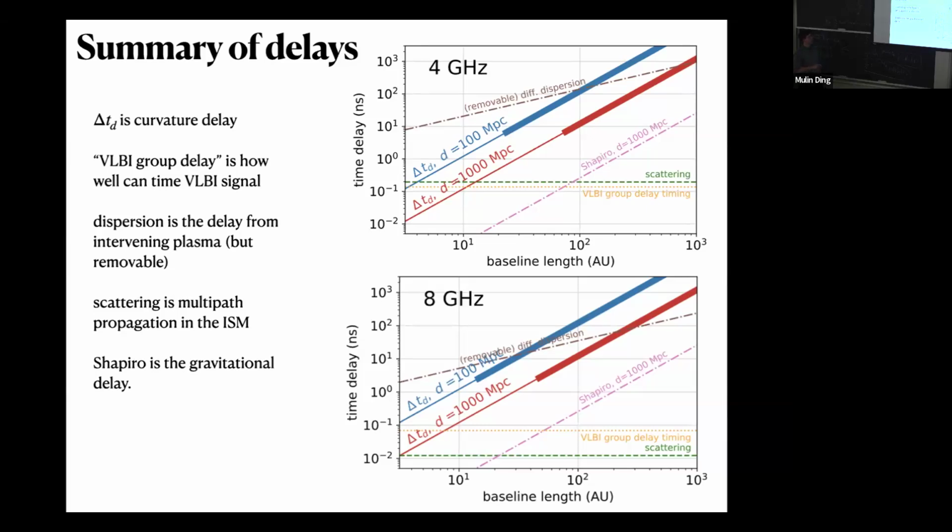Okay, so this is the curvature if an FRB is at 100 megaparsecs, and this is if it's at 1,000 megaparsecs. This is the dispersion that's removable with 2 frequencies, or a wide bandwidth. Here I'm showing things at 4 gigahertz, and at 4 gigahertz one of the dominant sources of noise is still the scattering noise. This is the VLBI group delay, and the gravitational time delays. At 8 gigahertz, everything is smaller. Other than gravitational, the plasma effects are smaller, and so your sensitivity is better as you go up in frequency.